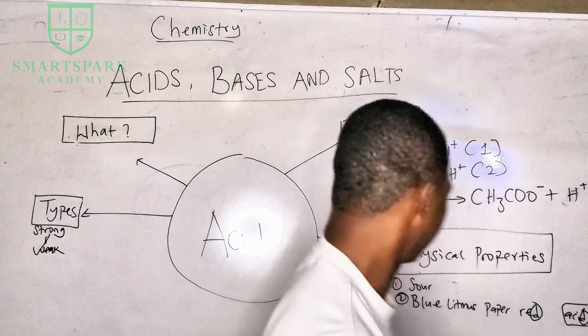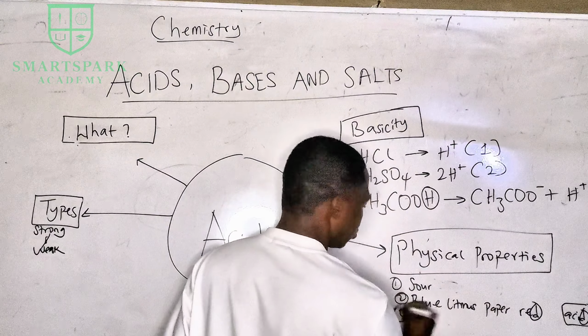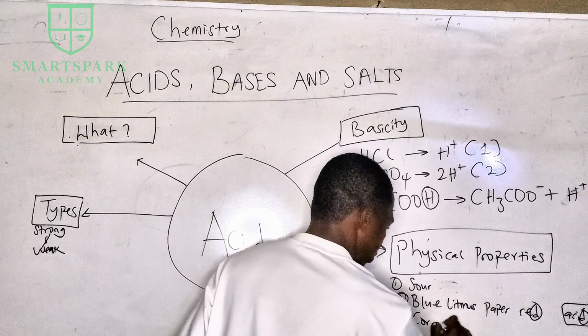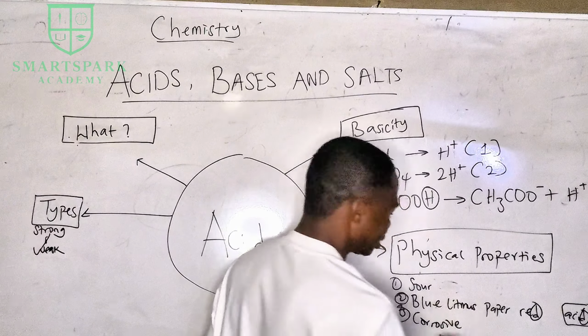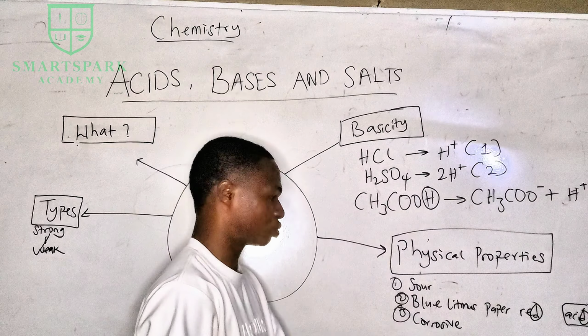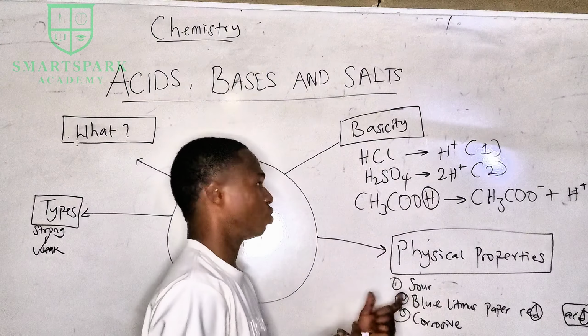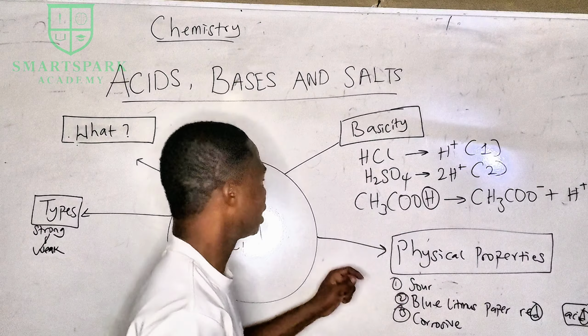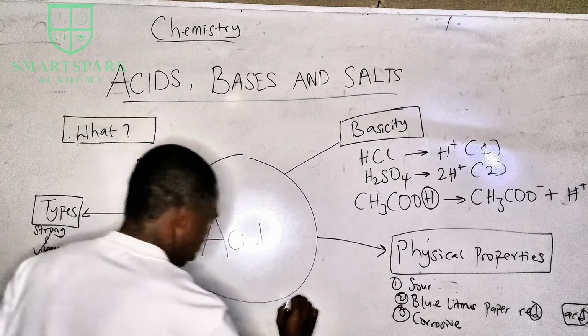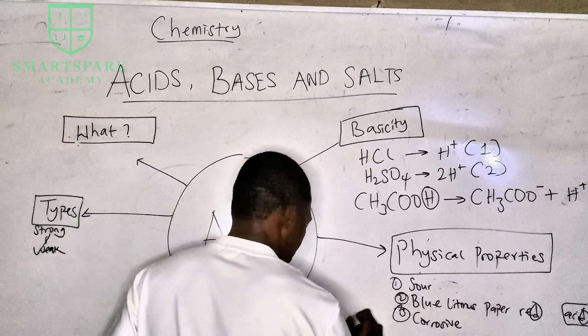Then the last one for physical properties: if you touch an acid, it is corrosive. That is concentrated acid. Acids are corrosive. Concentrated acids are very, very corrosive. Conc H2SO4, conc HCl are very, very corrosive. That's for the physical properties of an acid.